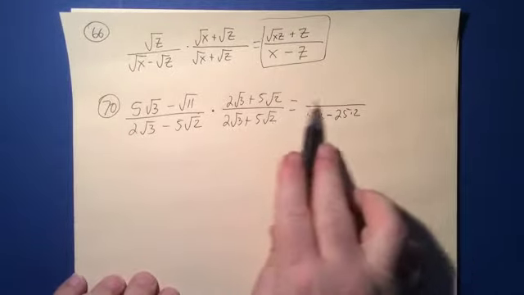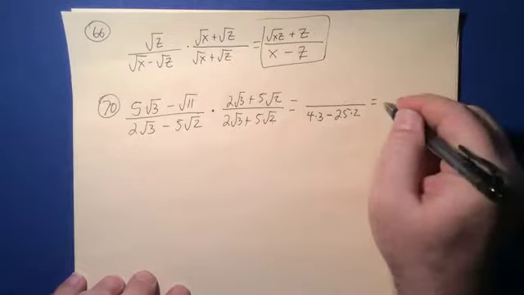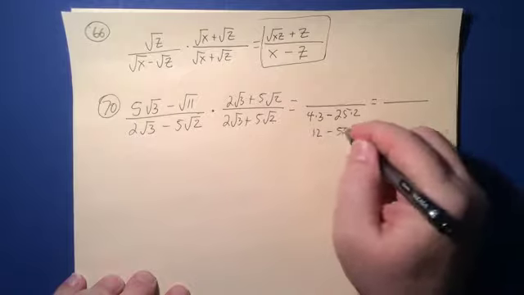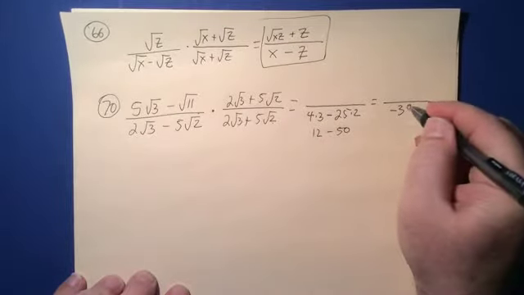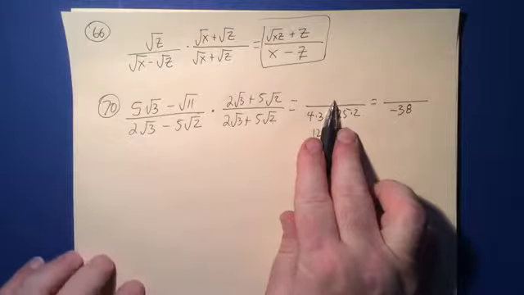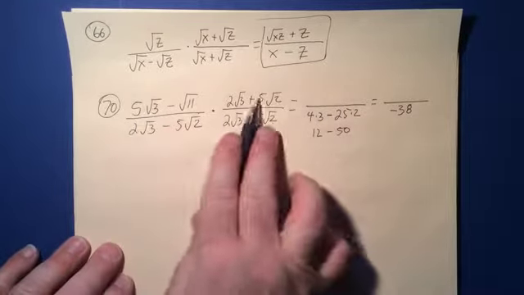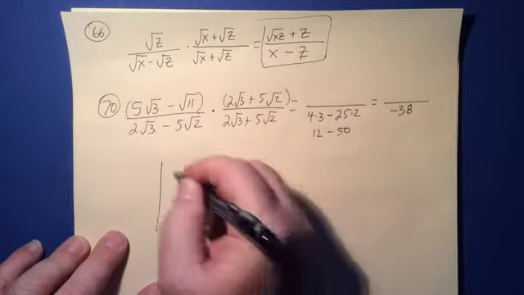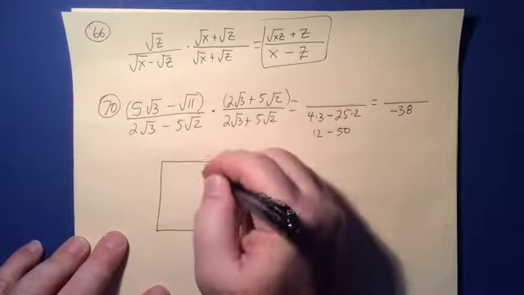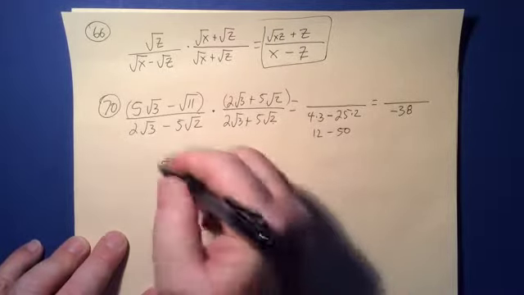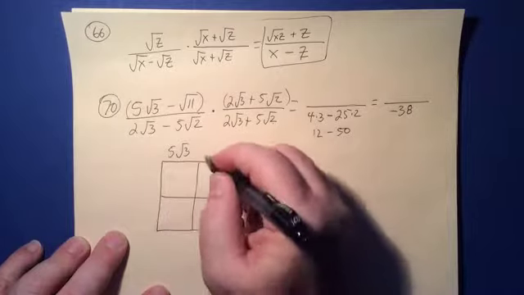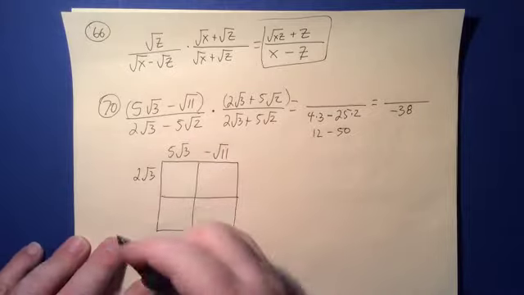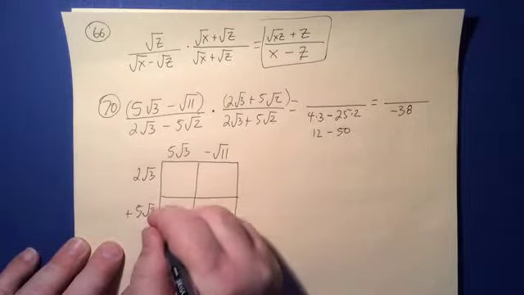Now, we need to do the work to simplify the top here, but at least at the bottom, we can get the number 12 minus 50, or the answer of negative 38. Let's see what we get on top and see if there's any way we can simplify. We need to multiply these two binomials together. So we're going to do Granny's box for this one and save some extra space, as these numbers are a little bigger. So we have 5 radical 3 minus radical 11 times 2 radical 3 plus 5 radical 2.